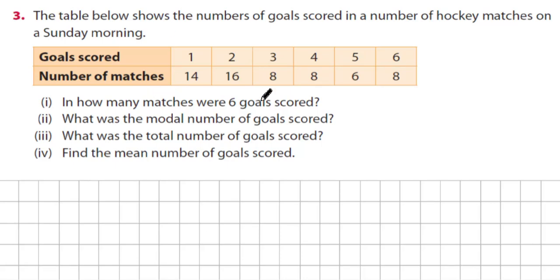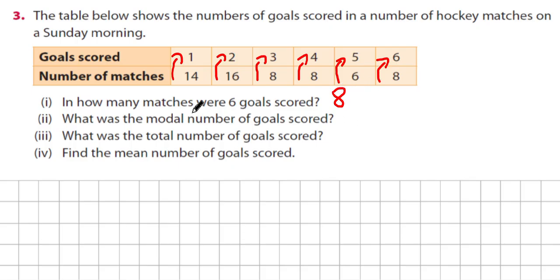In how many matches were 6 goals scored? So 14 matches had 1 goal, 16 matches had 2 goals, 8 matches had 3 goals, 8 matches had 4 goals, 6 matches had 5 goals, and 8 matches had 6 goals. So what do you think the answer is? 8. 8 matches had 6 goals.